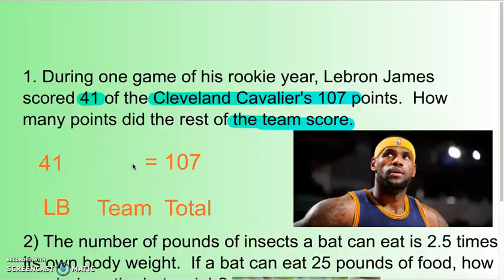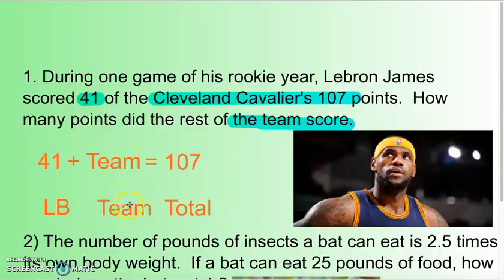And how are both of them related to the total points? Well, for those of you that said his points plus the team's points, together they equal 107 points. Okay, so LeBron James's points plus the team's is 107 points.